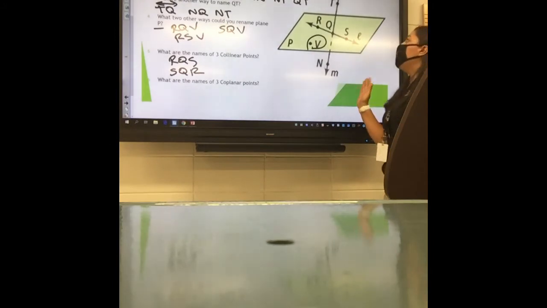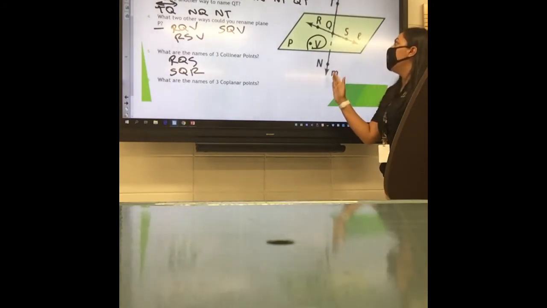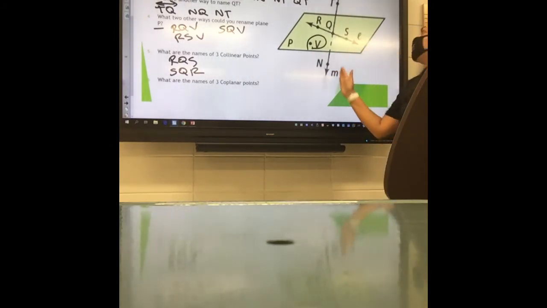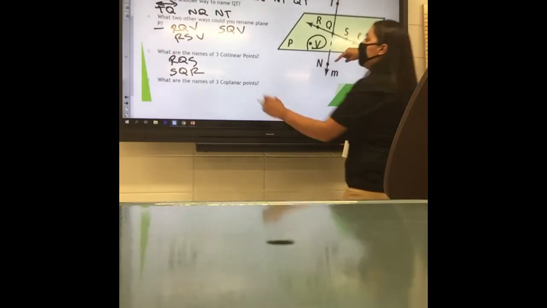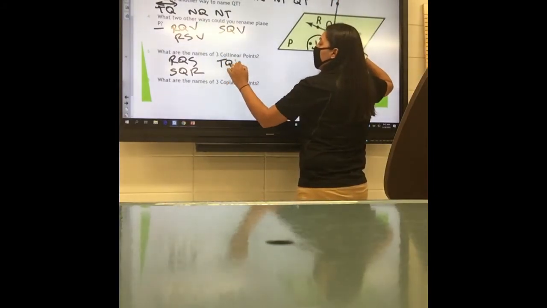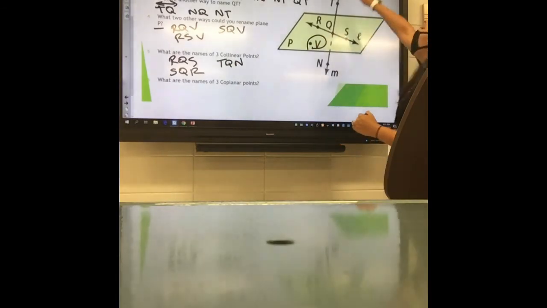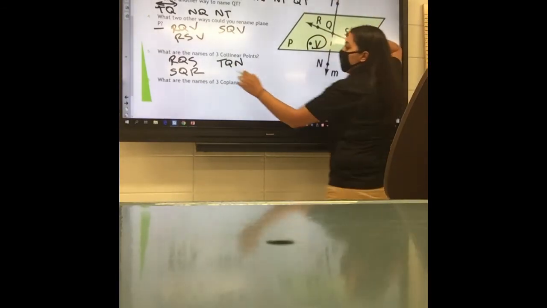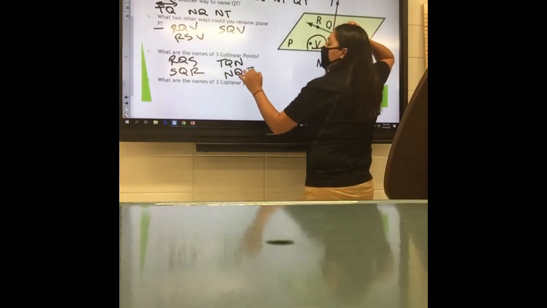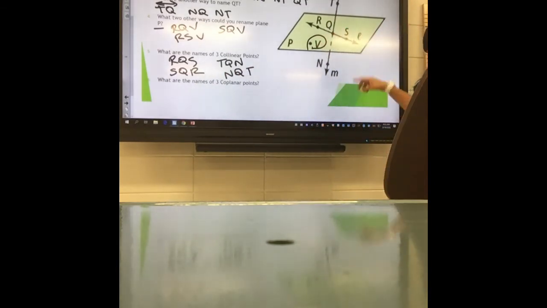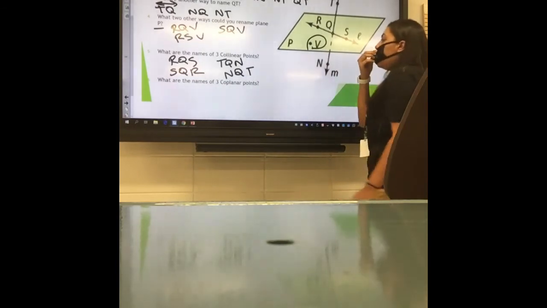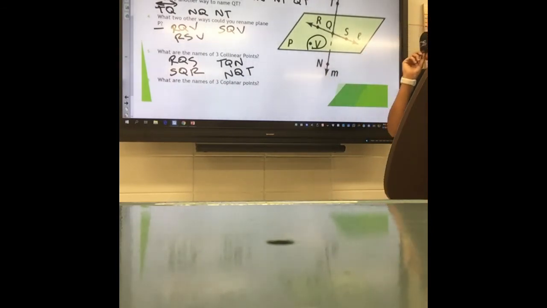On the flip side, if you wanted to look at this line, you need three points that lie on the same line, so you could say TQN. Or you could go the other way and say NQT. What about N, S, and R? Close, but they're not all three on the same line. Dang it, you're right.